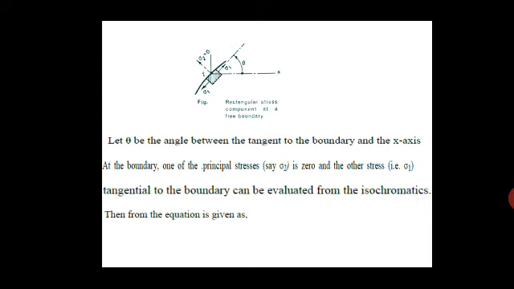Then from the previous equation, we can write sigma x of t is equal to sigma 1 into cos square theta.